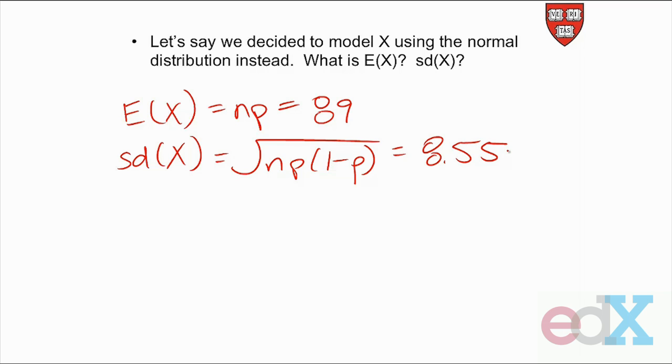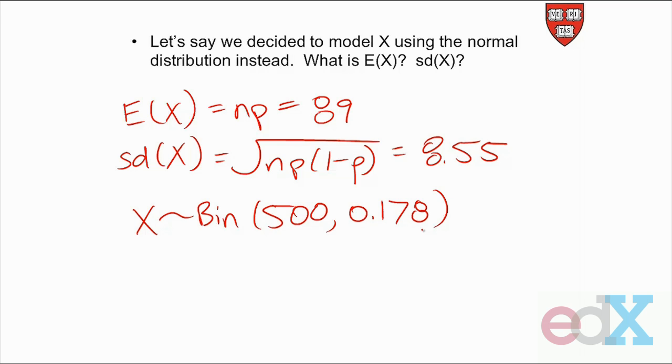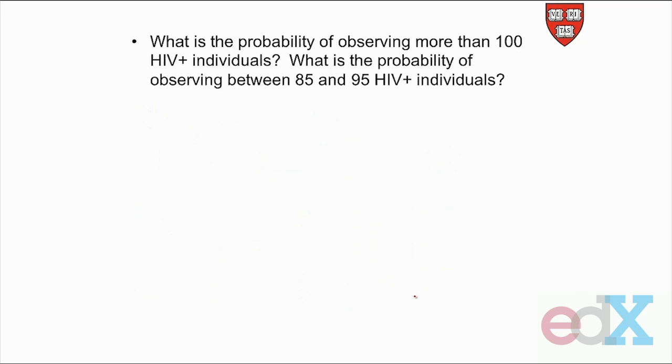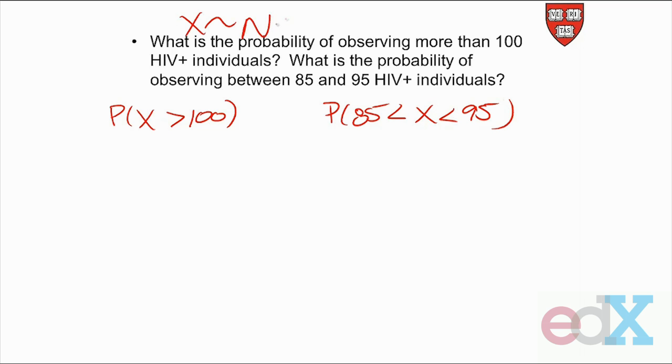So what ends up changing in this setting? Instead of saying x is binomially distributed, sample size 500, probability of HIV equal to 0.178, we're not using that model. Instead, we're saying we're modeling x using a normal distribution, mean 89, variance equal to 8.55 squared. So we've changed the model. And again, let's perform the exact same probability calculations that we did before. We want to know the probability that x is greater than 100. We also want to know the probability that x is between 85 and 95. But recall, we're using this normal model.